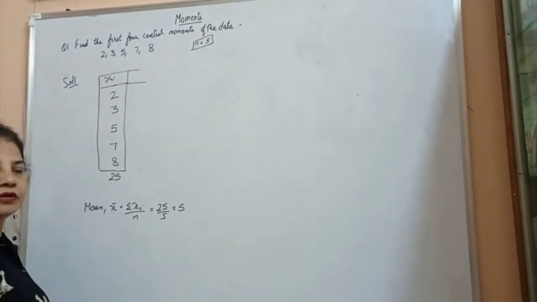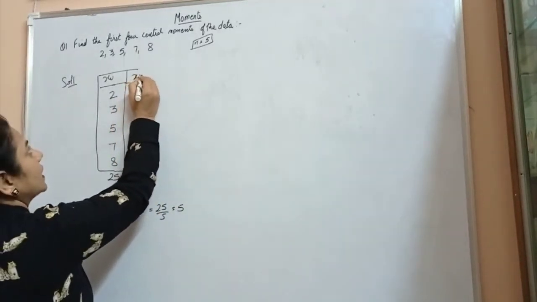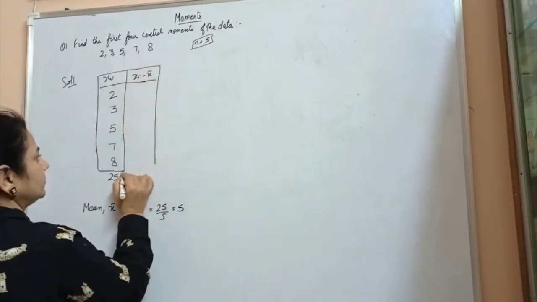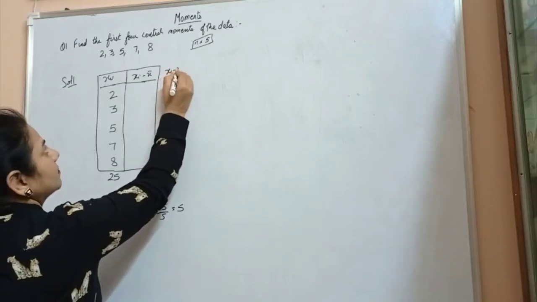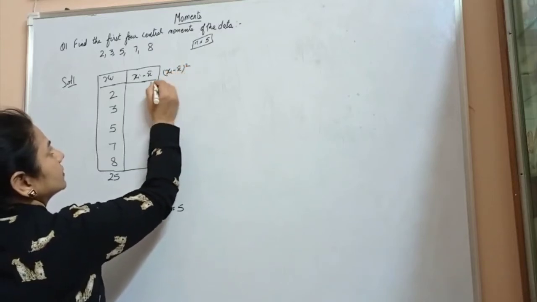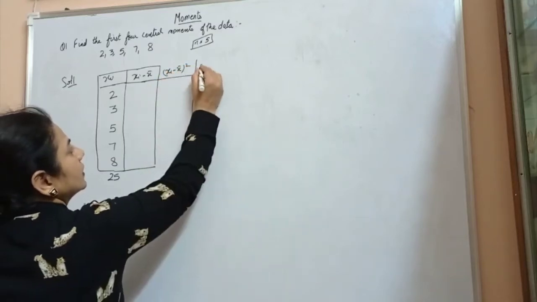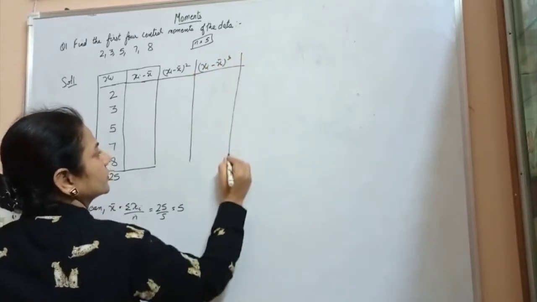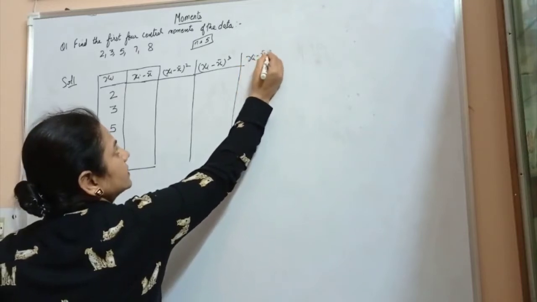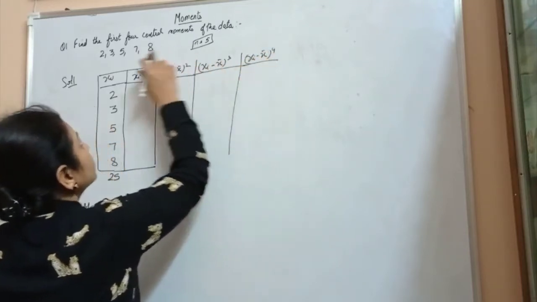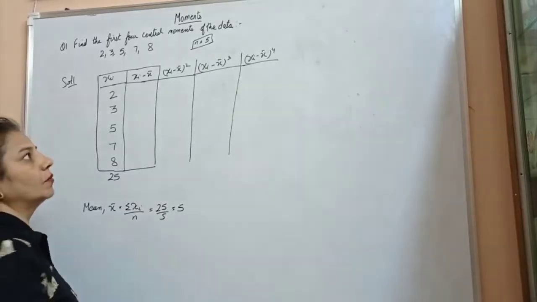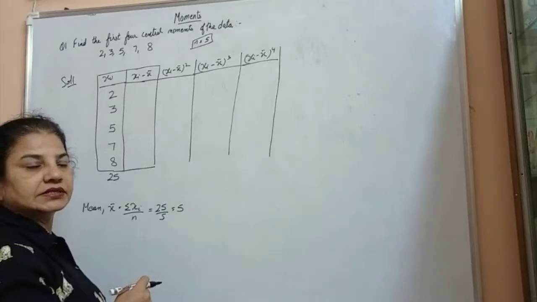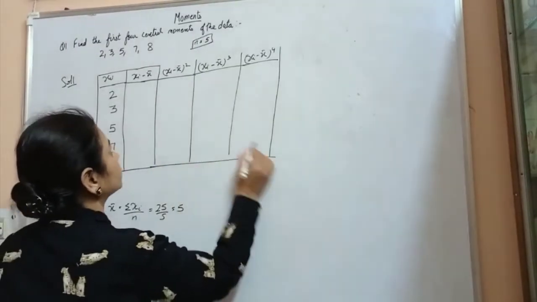Now 5 is our mean, so we will calculate xi minus x bar, xi minus x bar whole square, xi minus x bar whole cube, and xi minus x bar whole to the power 4, as we have to calculate the first 4 central moments. So we will calculate till xi minus x bar to the power 4.